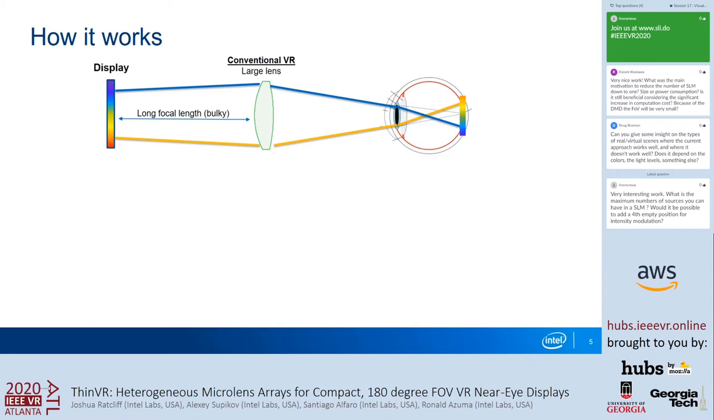So how would this work? Well, in a conventional VR HMD, a large lens is placed in front of the display at a distance slightly less than the focal length. This creates a virtual image, usually 1 to 3 meters away. A wide field of view requires a larger lens. Unfortunately, for performance reasons, large lenses require long focal lengths. Thus, VR headsets derive much of their bulk from the space between the optics and the display.